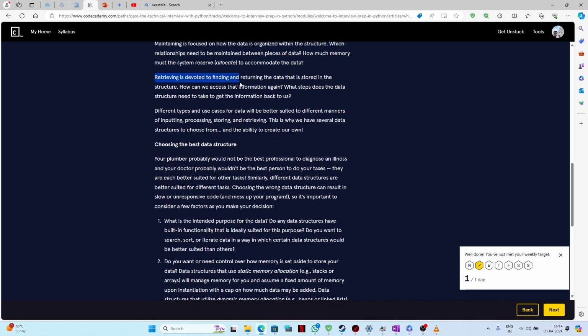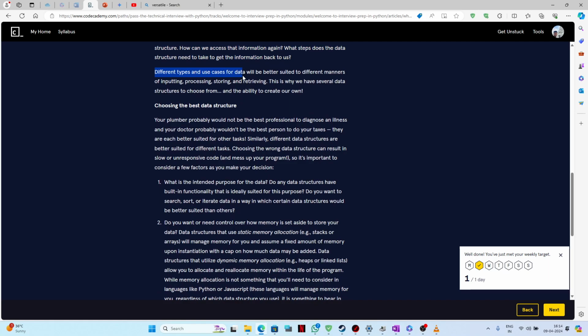Retrieving is devoted to finding and returning the data that is stored in the structure. How can we access that information again? What steps does the data structure need to take to get the information back to us?